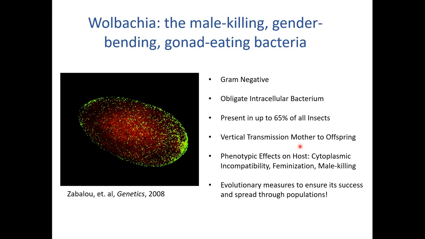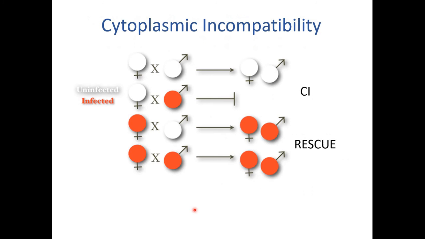And so Wolbachia is not transmitted from males to offspring, and so it has a number of ways to basically give reproductive advantages to females that are infected with it, or just turn males into females that are infected with it. And these, of course, are evolutionary measures to ensure its success and spread through populations. And so Wolbachia may be the most successful endosymbiotic bacteria that exists in still a free-living state.